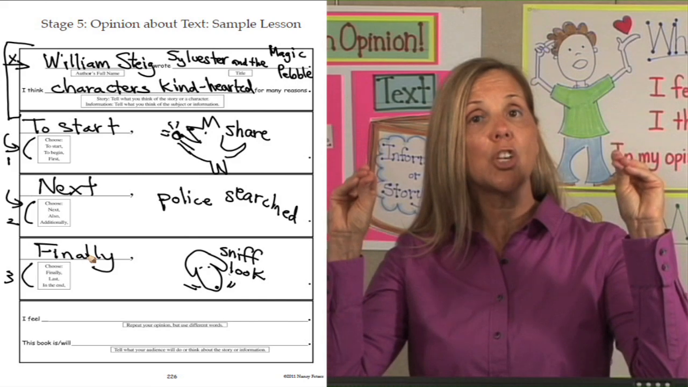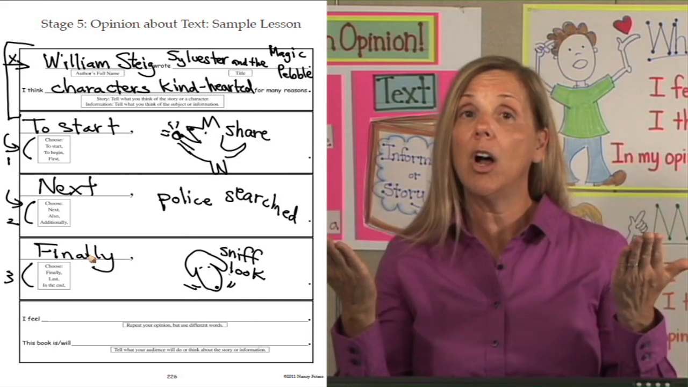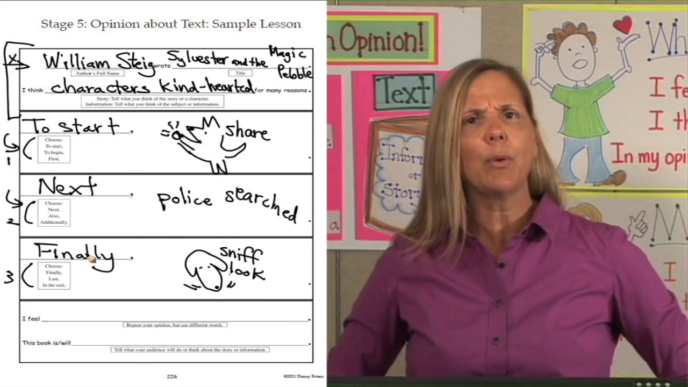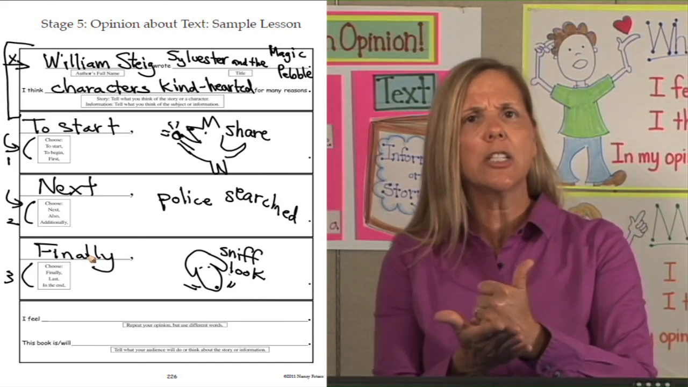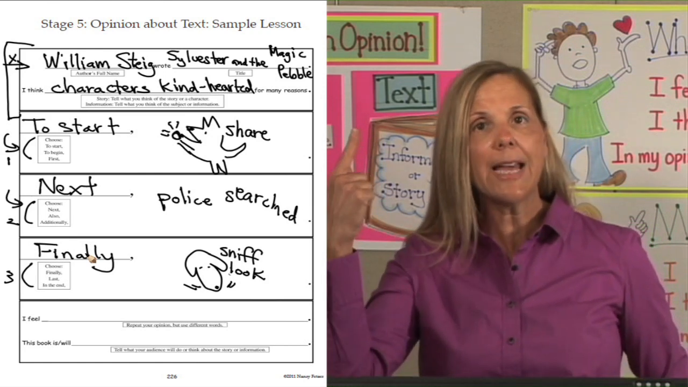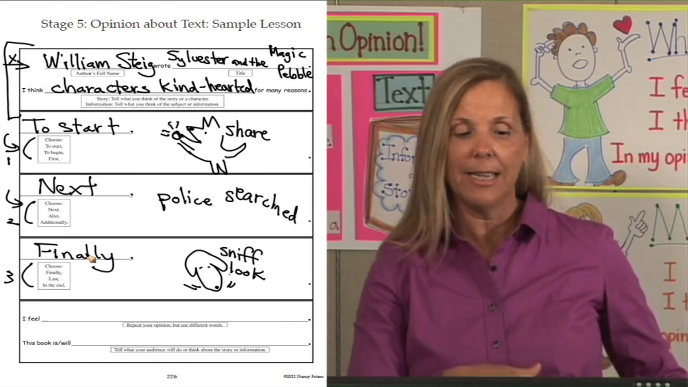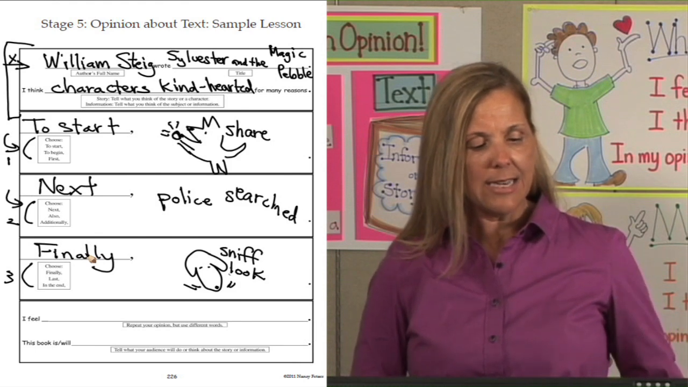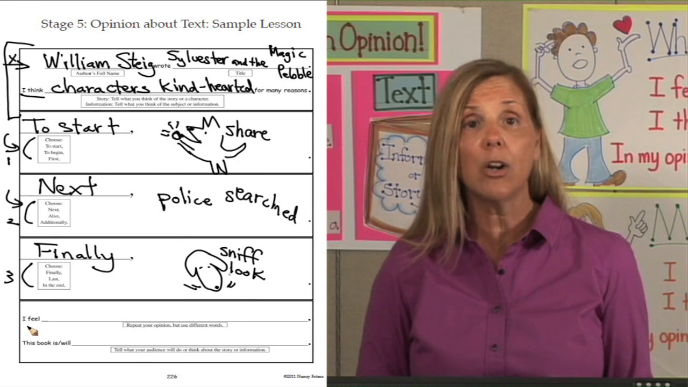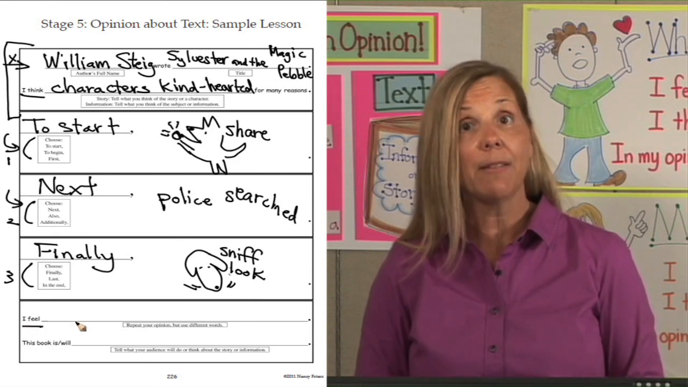We have our introduction where we said our title, author, and our opinion. We go to the body, and what do we have in the body? Reasons, reasons, reasons to back up that opinion. Let's end with our conclusion. Repeat that opinion and end it with a snap. We have at the end, I feel. So in the beginning, we said I think. We're going to repeat our opinion and this time maybe say I feel.